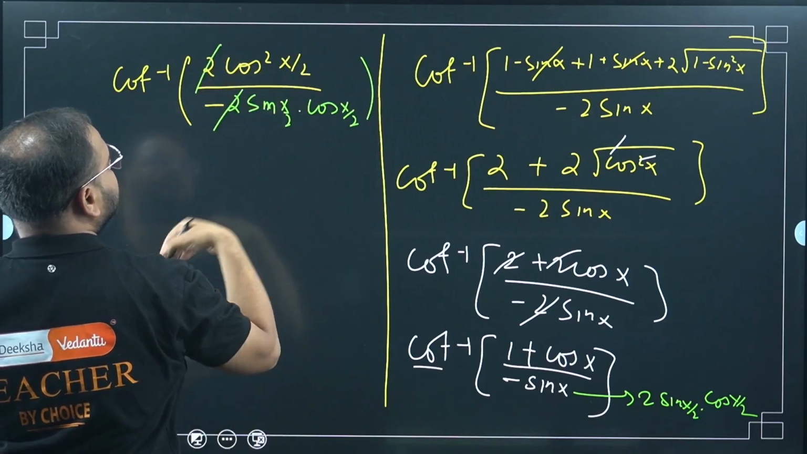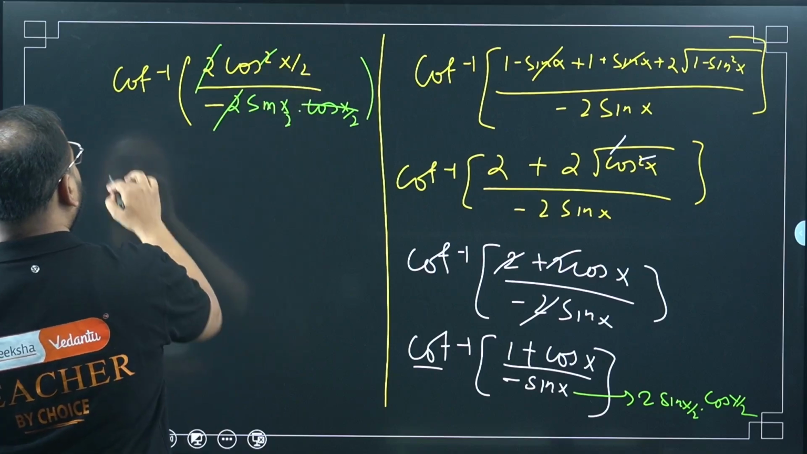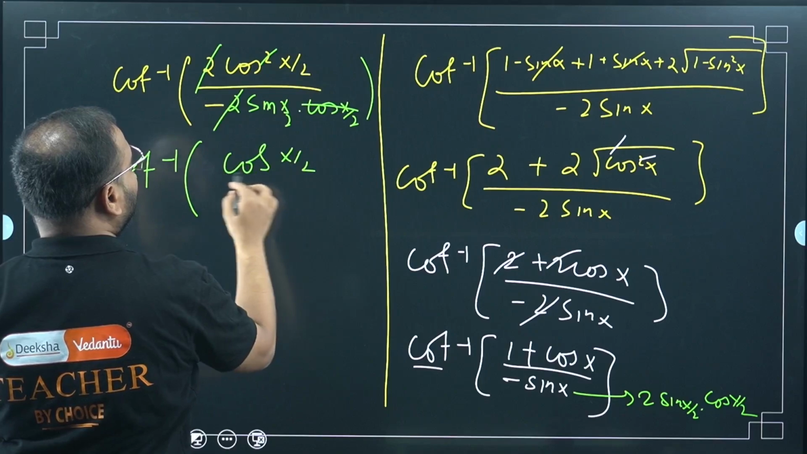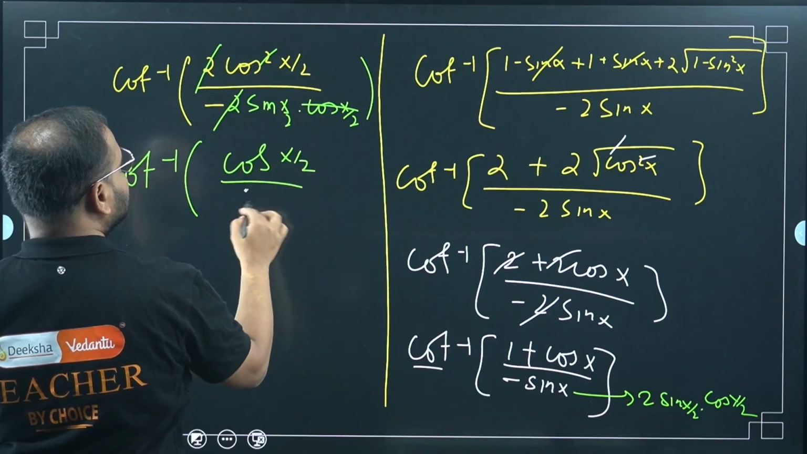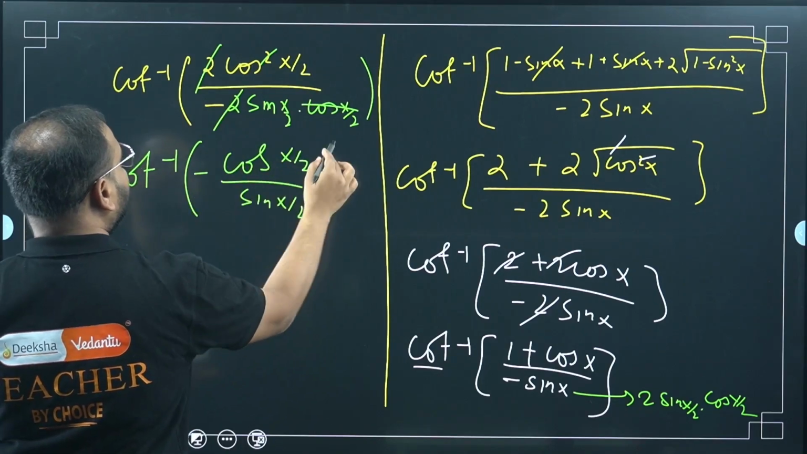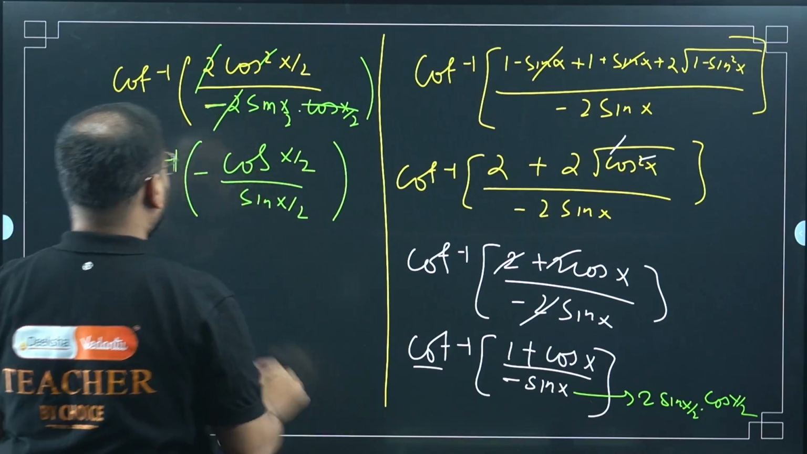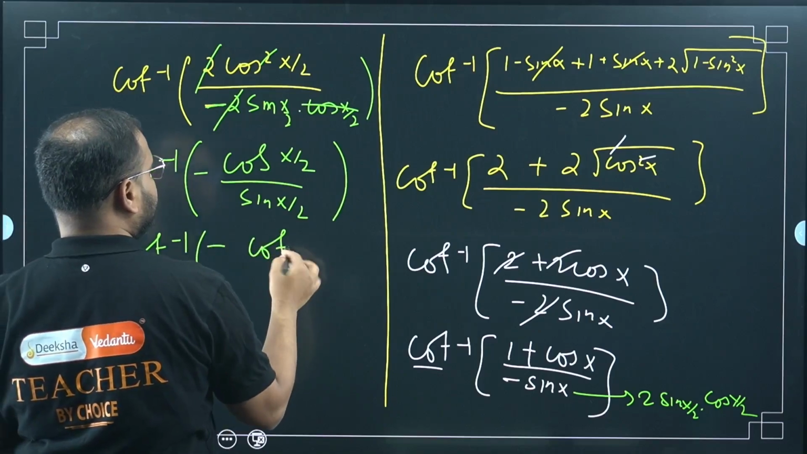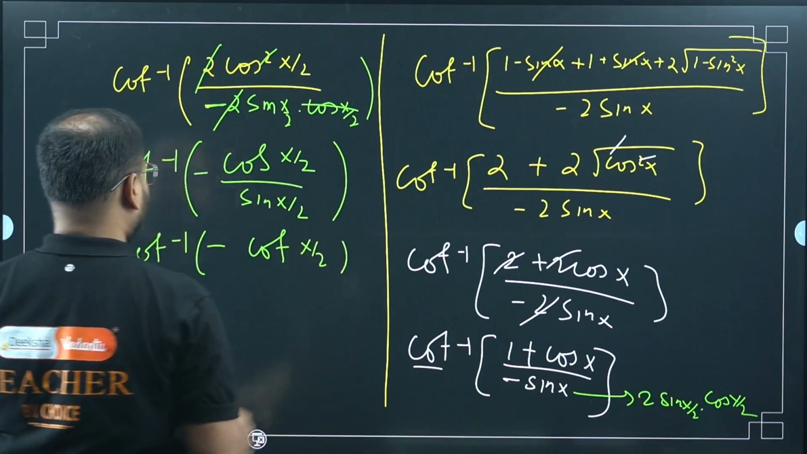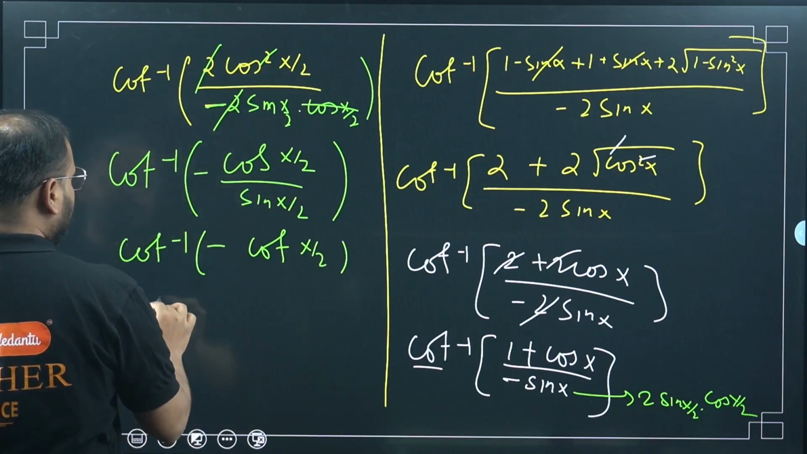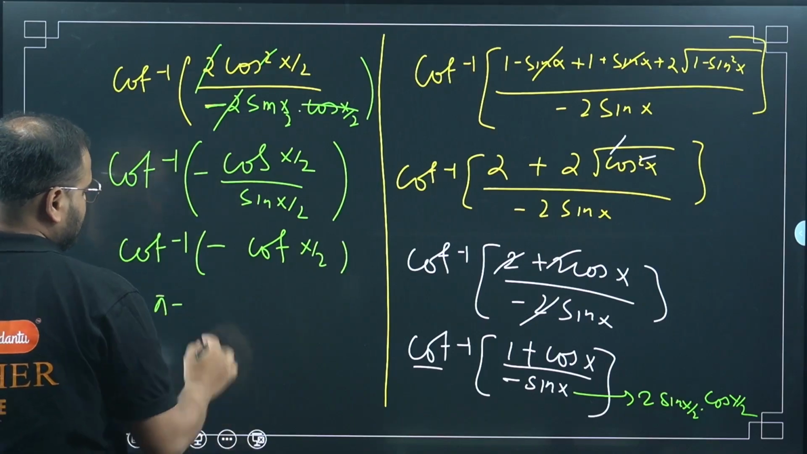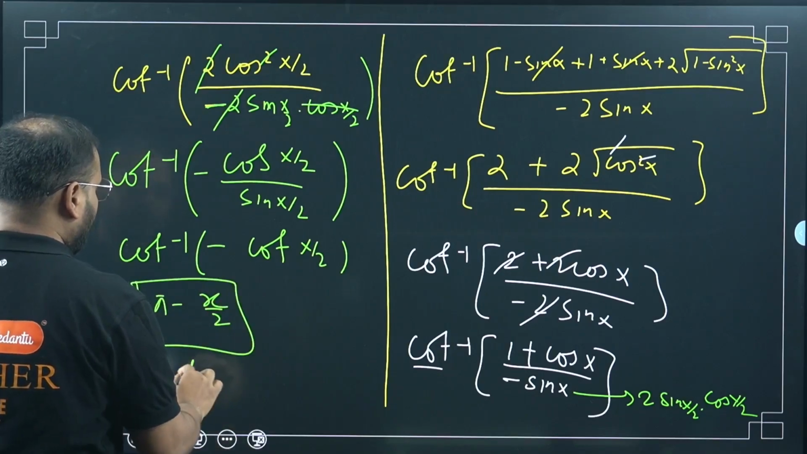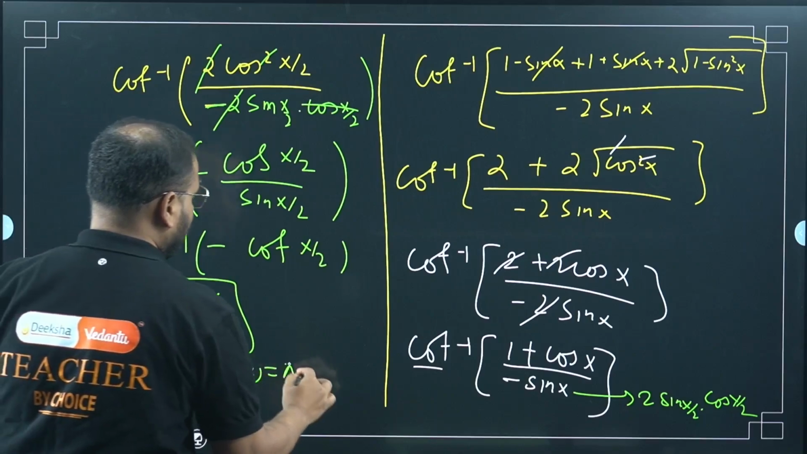2 goes out. 1 cos will go with this. So what am I left with now? Cot inverse of cos x by 2 upon sin x by 2 with the minus sign over here. This minus sign is there. So I get this as cot inverse of minus cot x by 2. Right? So what will this be? Simply pi minus x by 2. Correct? We wrote this formula, no? Cot inverse of minus x is nothing but pi minus x.